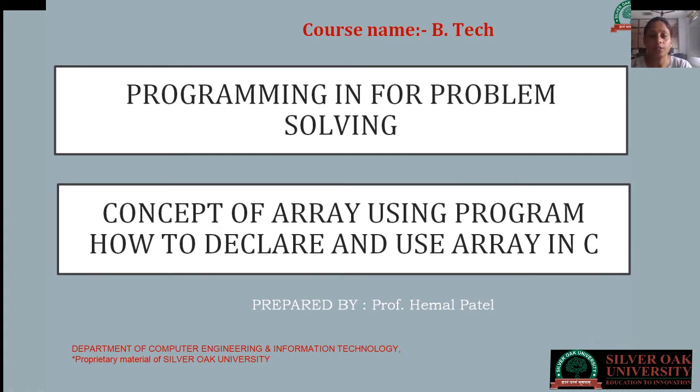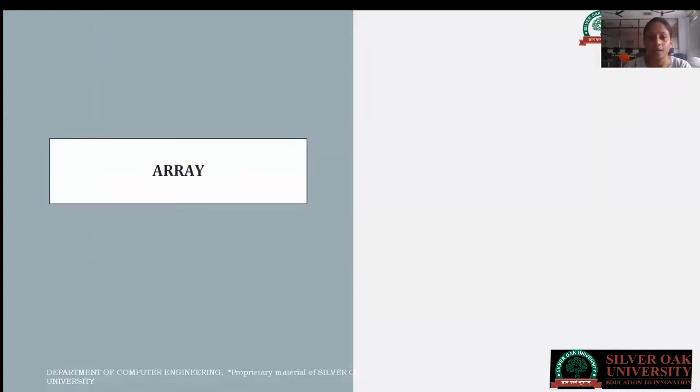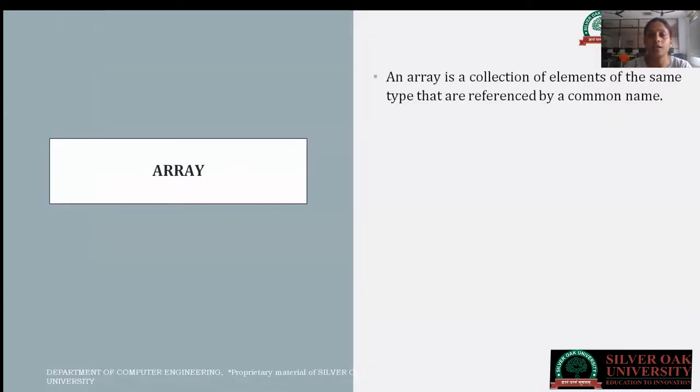Now in today's session we will discuss what an array actually is and how to use this concept in a C program. So first, what is an array? An array is a collection of elements which are of the same type and that are referenced by a common name.